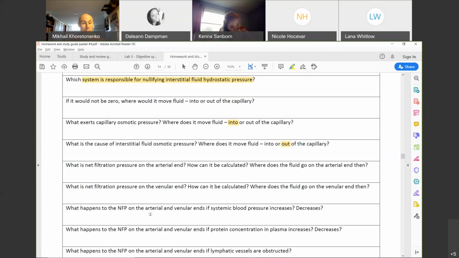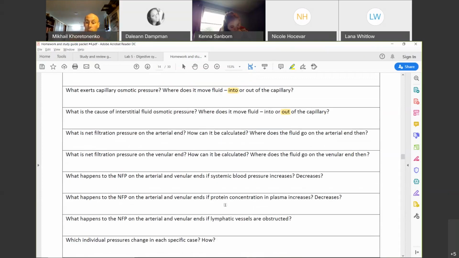When systemic blood pressure decreases, NFP on the arterial end goes down, say from 10 to 9, and on the venular end, it goes down, let's say from -8 to -9. So there's no difference, there's no fluid going into the tissues.